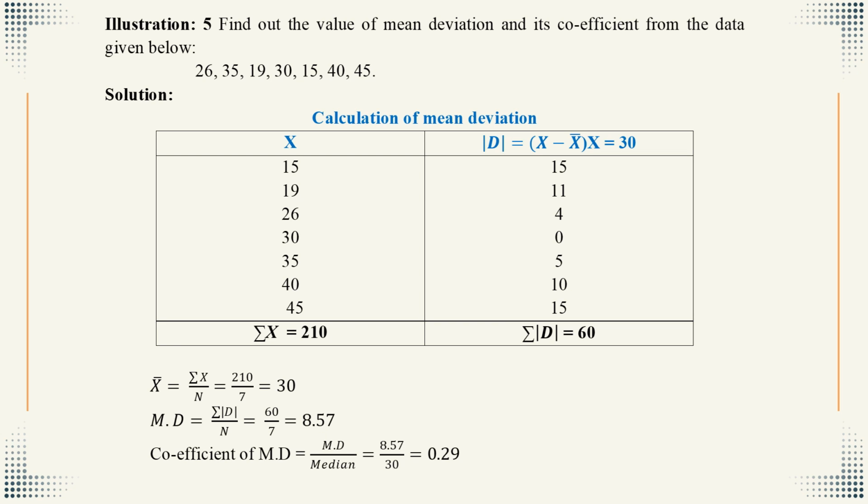Then it can be easily calculated by applying the formula for mean deviation, sigma modulus d by n, equal to 60 by 7, since the total number is 7. That is equal to 8.57. Then the coefficient of mean deviation is mean deviation by mean. Here it has been mistakenly put as median, but it is mean deviation by mean. Mean is 30, so 8.57 by 30 means 0.27. That is not a high spread.